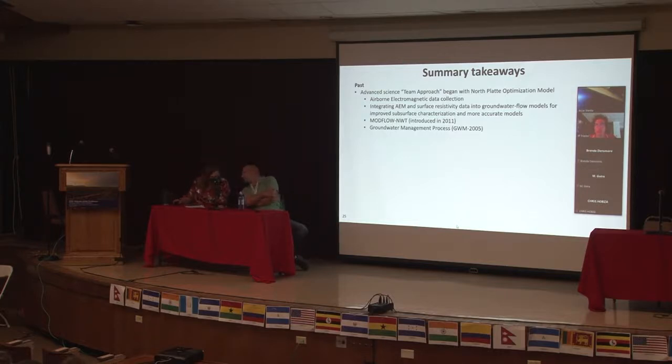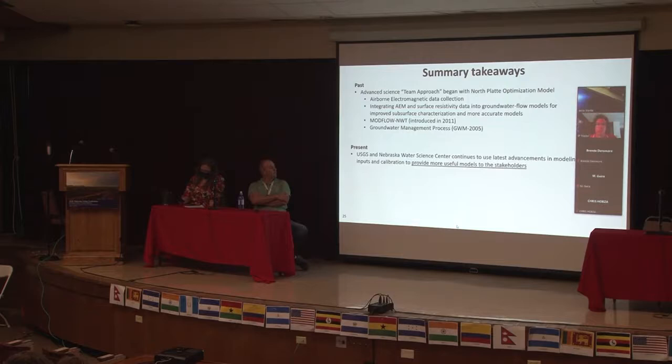Modflow at the time, which was published in 2011, was used to calibrate the model, so that was like the latest thing at the time. Now it's MODFLOW 6. GWM, or groundwater management process, was the optimization tool at the time. And now we're using PESTPP-OPT and some of the new features of that.